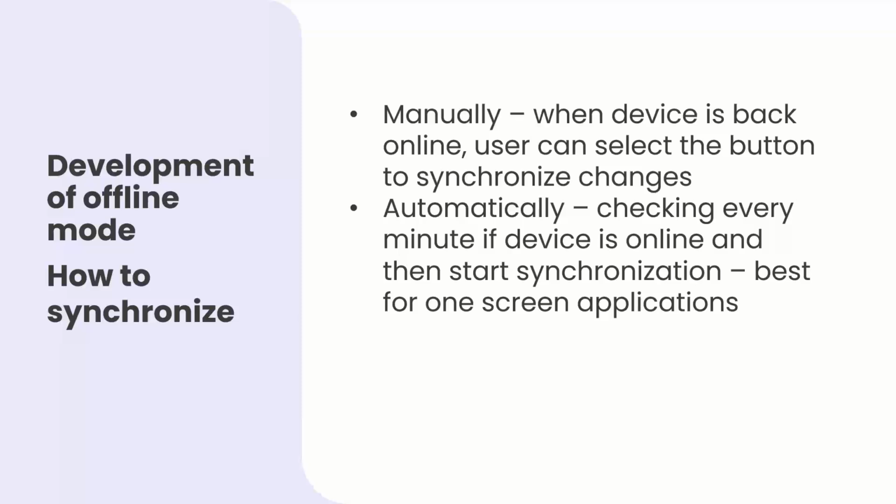And the second option, automatically, then we would have to check every X amount of time if the device is back online. It can get tricky if we have a multi-screen app, because we would have to have multiple timers in multiple screens, because that is how Power Apps works, unfortunately. So this automatic approach would be best for one-screen applications, or if the synchronization should be run only from one specific screen, not in the whole context of the app.